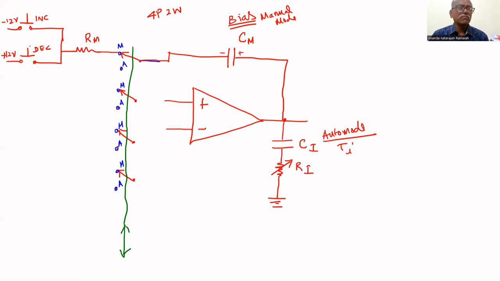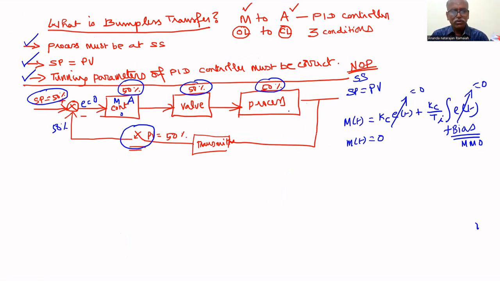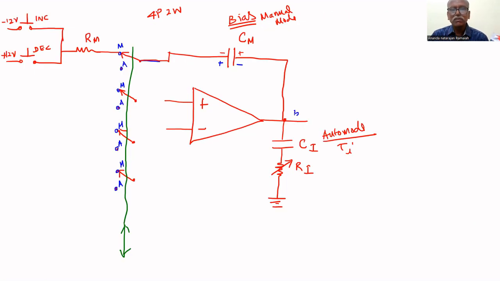If you press this decrement push button, the capacitor will charge this as plus and this as minus. That's why there will be a decrement. So increment, decrement can be given so that the controller output is manually adjusted for 50% open. We have seen in the previous slide that we are going to open 50%. So 50% output is required, that is adjusted by this increment, decrement.